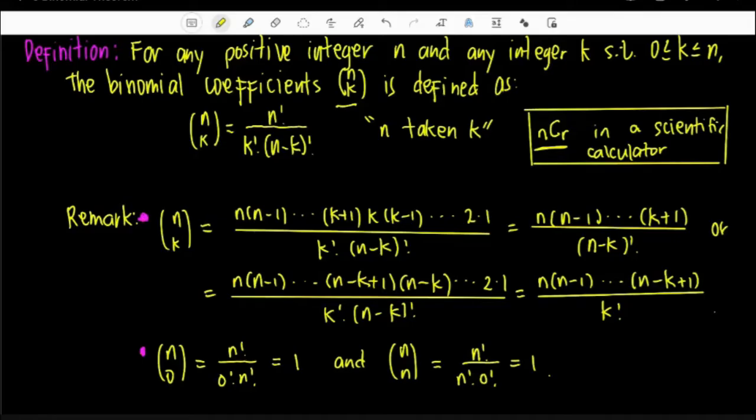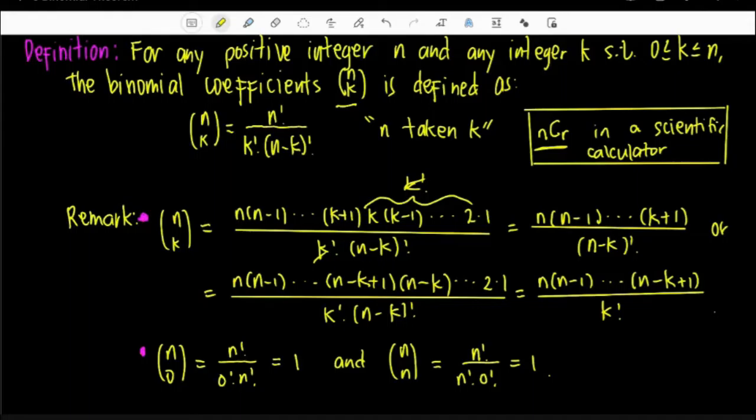Since k is between 0 and n, of course, k is less than n. So what you can do is factor k factorial in the numerator. If you factor this whole bunch of terms in the numerator, that's the same as k factorial. So you're left with n minus 1 up to k plus 1 on the numerator, and on the denominator, n minus k factorial. So that's one way of simplifying the n taken k formula.